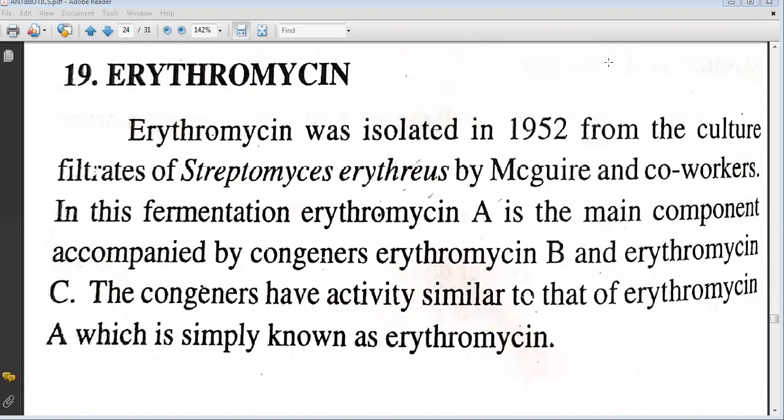The first antibiotic of today's lecture is erythromycin. Erythromycin was isolated in 1952 from the culture filtrates of Streptomyces erythreus by McGuire and co-workers. In this fermentation, erythromycin A is the main component, accompanied by congeners erythromycin B and erythromycin C. The congeners have activity similar to that of erythromycin A, which is also known as erythromycin.